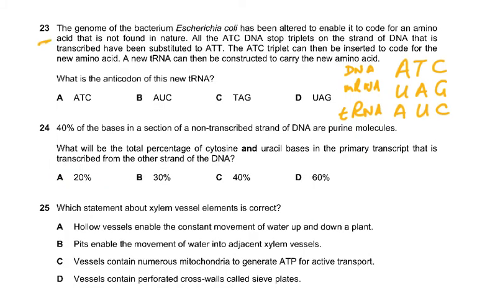Question 23. The genome of the bacterium E. coli has been altered to enable it to code for an amino acid that is not found in nature. All the ATC DNA stop triplets on the strand of DNA that is transcribed have been substituted to ATT. The ATC triplet can then be inserted to code for the new amino acid. A new tRNA can then be constructed to carry the new amino acid. What is the anticodon of this new tRNA? So DNA is ATC, mRNA is UAG, tRNA is AUC. So the answer is B.